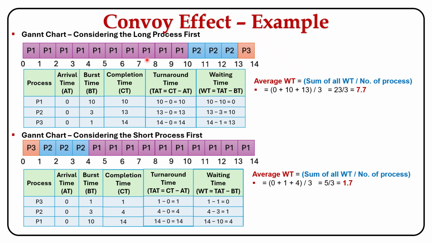Finally, we can conclude that when the long process executes first and all the shorter processes have to wait, it results in a higher average waiting time of 7.7. However, when the shortest process executes first, they finish quickly, reducing the average waiting time to just 1.7. Therefore, the convoy effect occurs when a longer process delays the shorter processes, leading to poor CPU utilization and increased waiting time. So I hope you are clear on the convoy effect with this example.